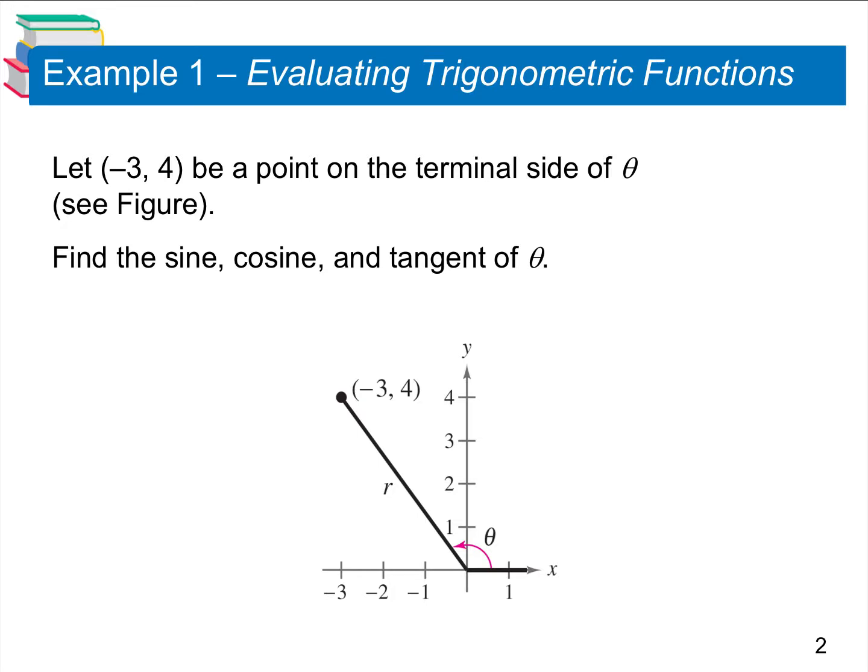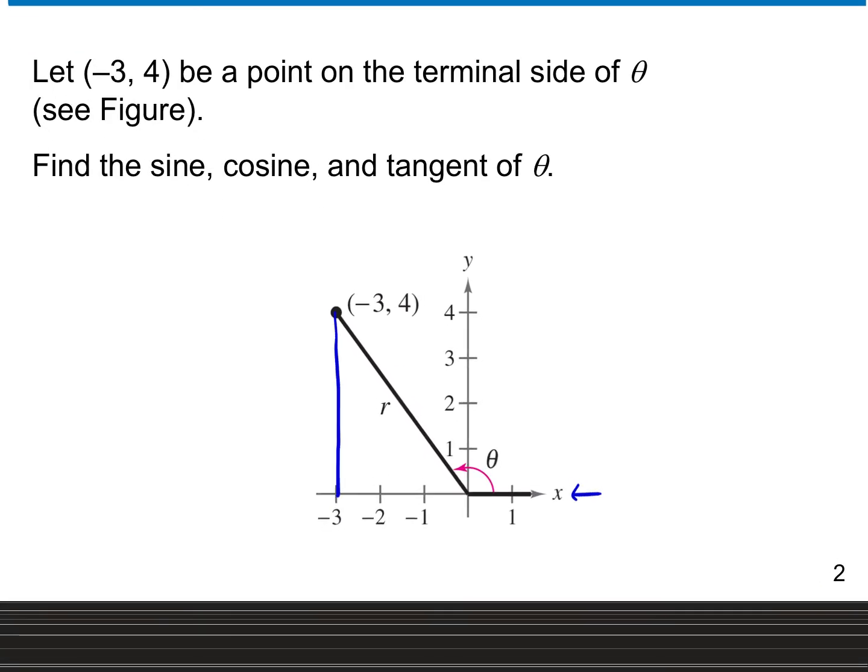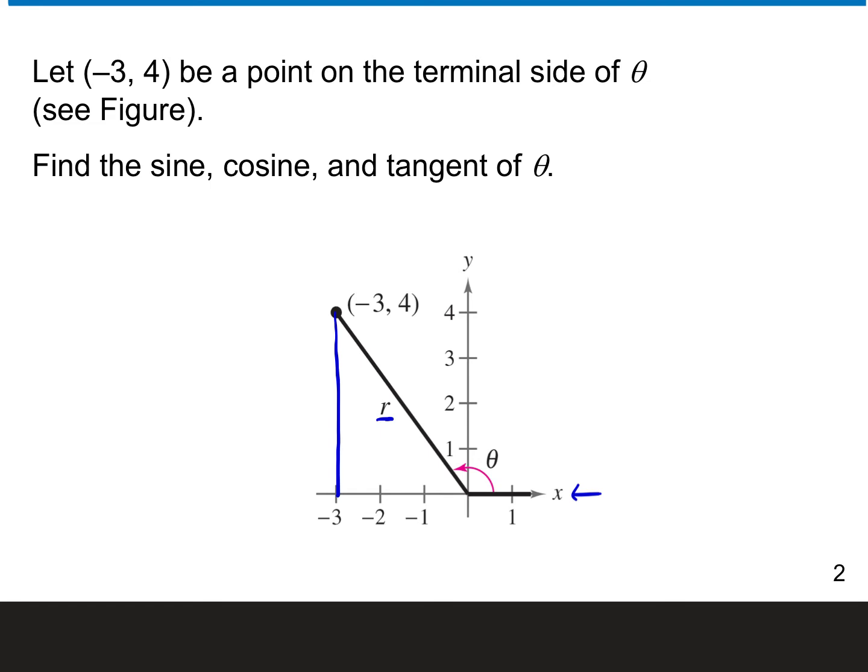So example 1 says, let (-3, 4) be a point on the terminal side of theta. Find the sine, cosine, and tangent of theta. So we have our point. You can always, with the given point, drop down a line to the x-axis, make it a right triangle. And r is always going to be our hypotenuse.